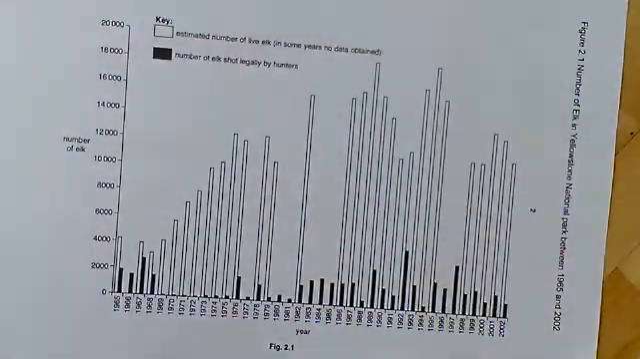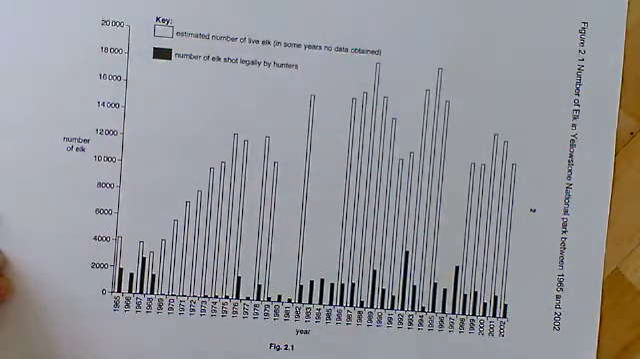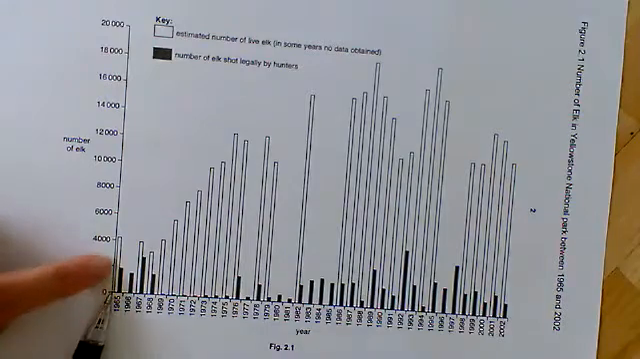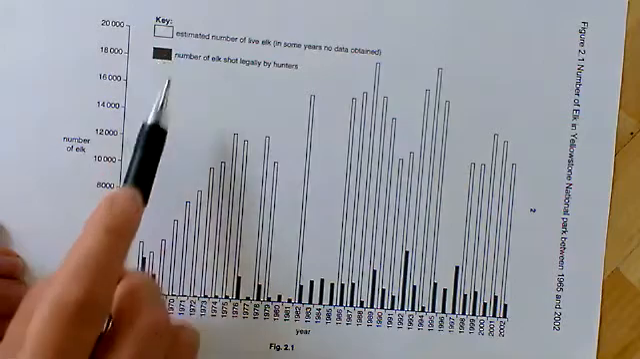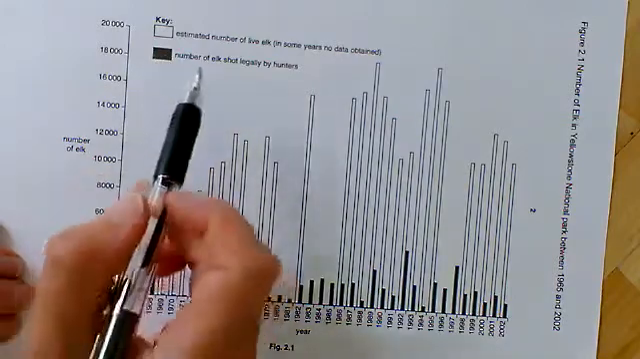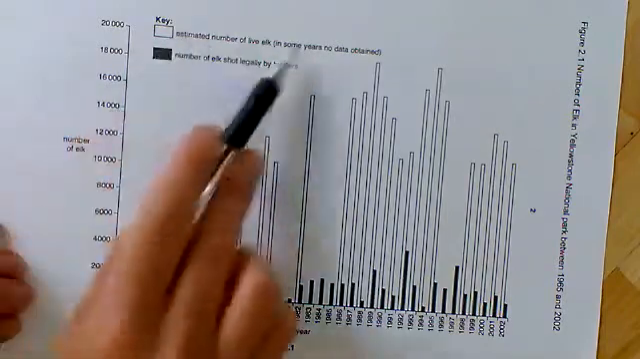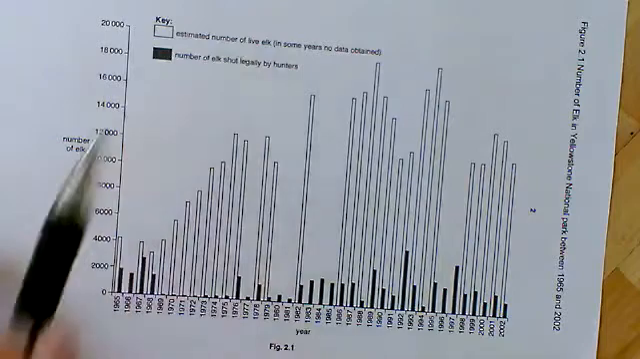So if I show you this bit of data here, I want to go through with you the bits that you would pick out. When I look at that data overall, here we can see 1965 through to 2002, and here is my number of elk up this axis. I've got my black box representing the number of elk shot legally by hunters, and then our white box are the number of live elk through the ecological sampling.